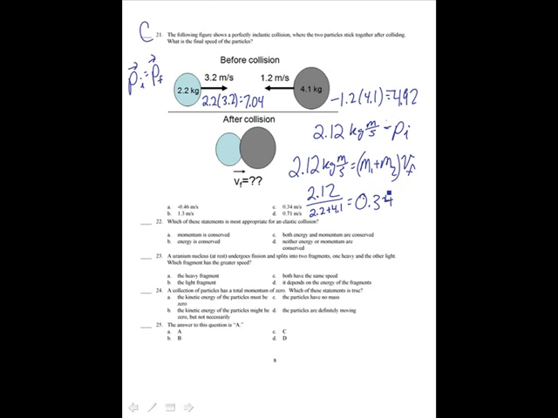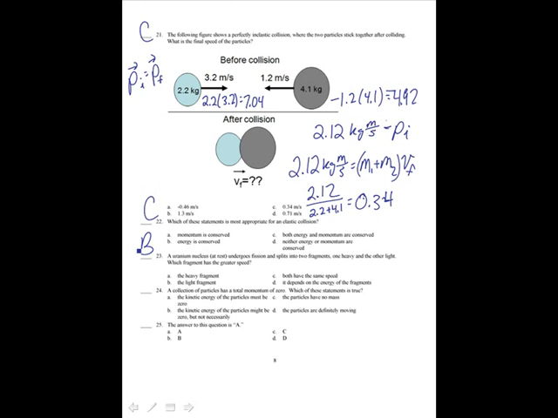Which of these statements is most appropriate for an elastic collision? In an elastic collision, like for example the collision between gas particles, both energy and momentum are conserved. So that is C. A uranium nucleus at rest undergoes fission and splits into two fragments, one heavy and the other light. Which fragment has the greater speed? Well, they both have the same momentum, right? So since one has a smaller mass, it has the greatest speed. So that is B, the light fragment has the greater speed.